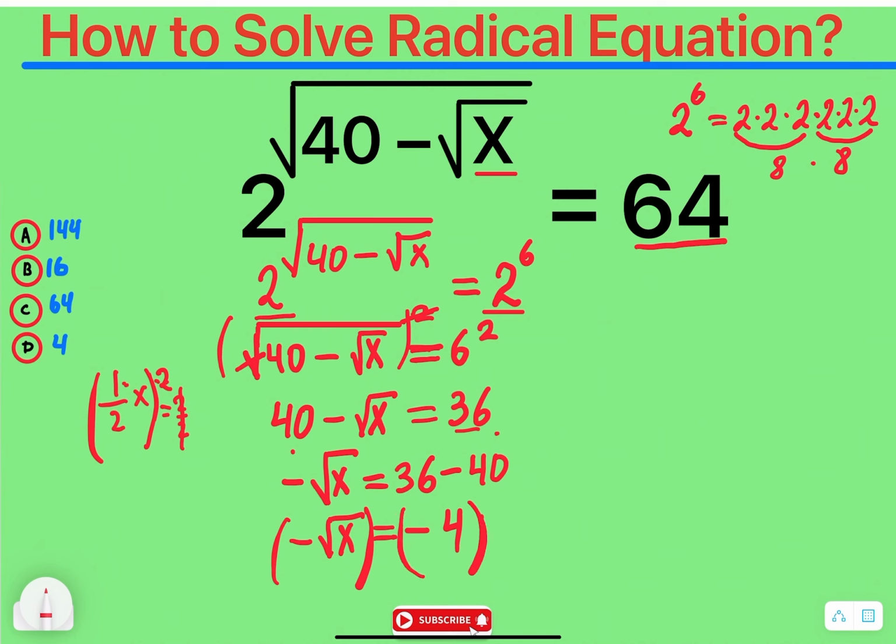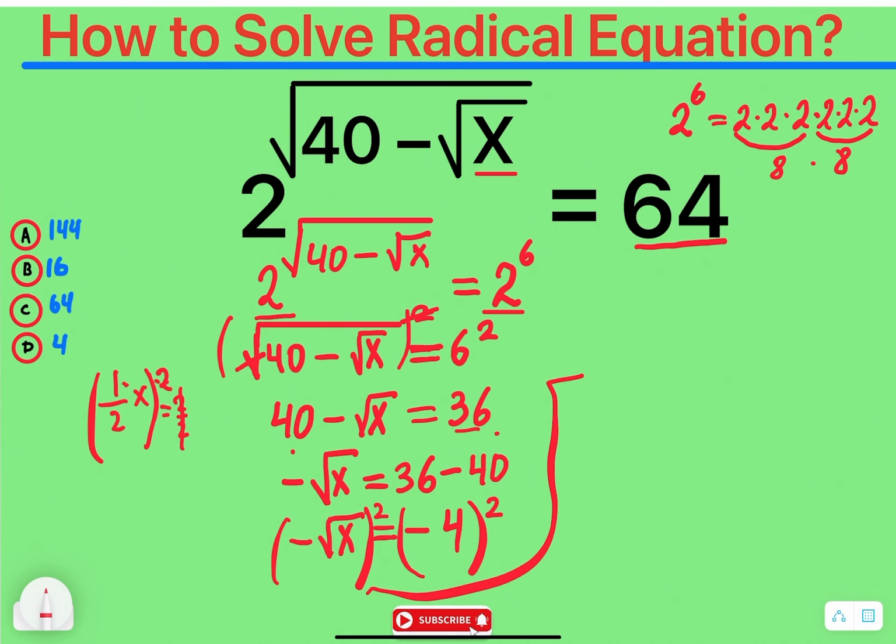But we put it inside parentheses. If we just put the square only on top of 4 without parentheses, the answer will remain negative. So we have to put it inside the parentheses squared. Then this negative sign will go away. So both sides we square. What do we have here? Negative square root of x squared. Squared means the same thing multiplied by the same thing. If we multiply negative with negative, the answer will be positive and without the radical sign.